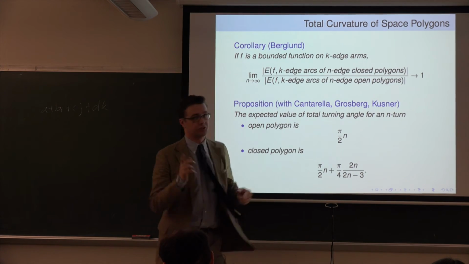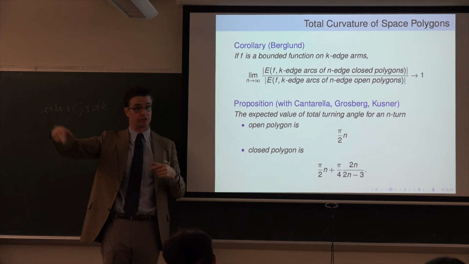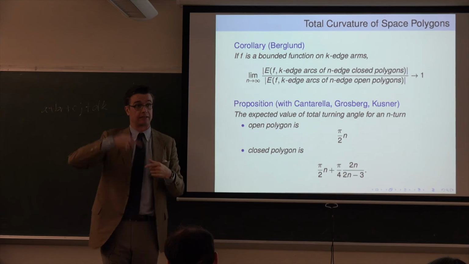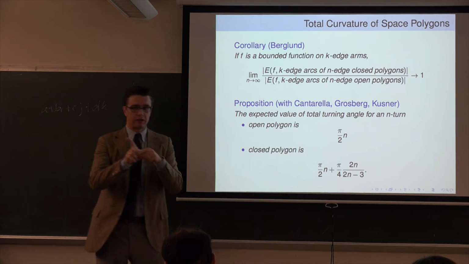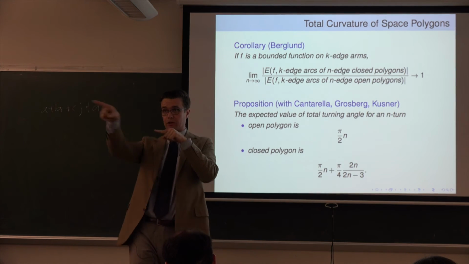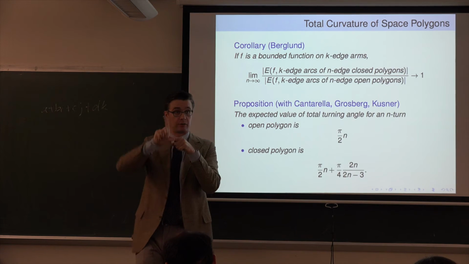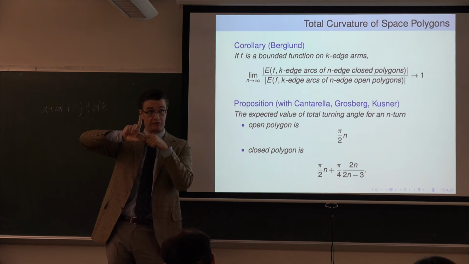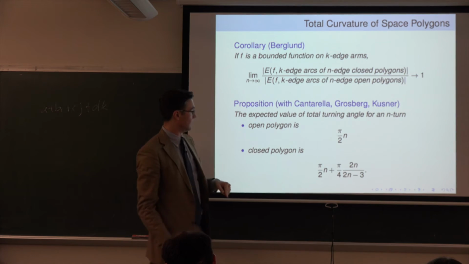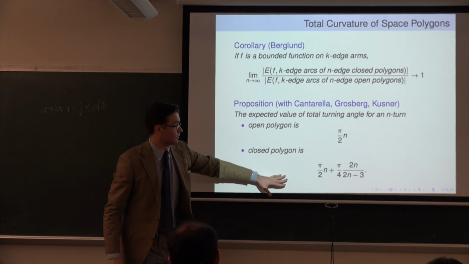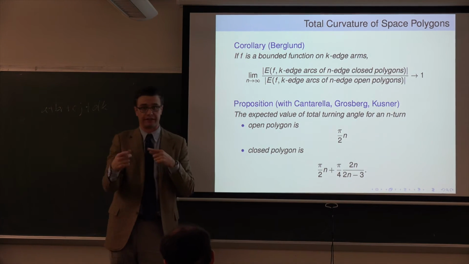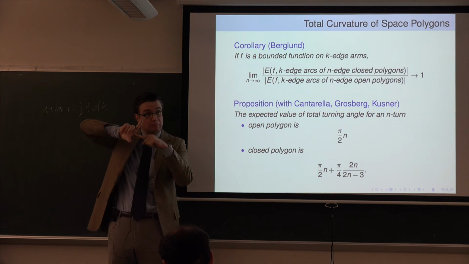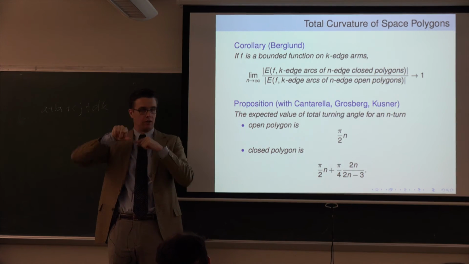So total turning angle is just the sum of the turning angles. If you have n turning angles, I take a sum of the n turning angles. If you have no constraints, you should be just as likely to keep going this way as to double back going this way. And so on average, you should make a right turn, so pi over 2. When you're closed, well, you know you have to get back to your starting point eventually, so you should turn slightly more than pi over 2.